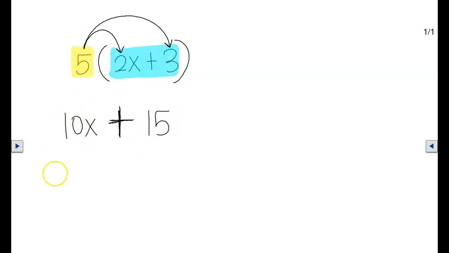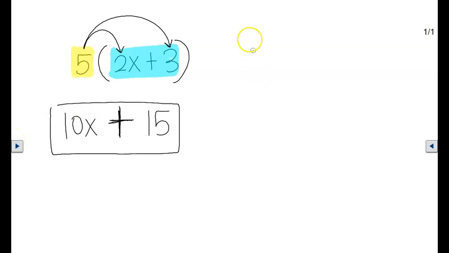Now in this problem, there are no double signs. We have 10x plus 15. There's only one sign here in the middle, which is the way I want it to be. So there would be no need on this problem to do the whole keep it, change it thing. This answer is the way I want it to be.